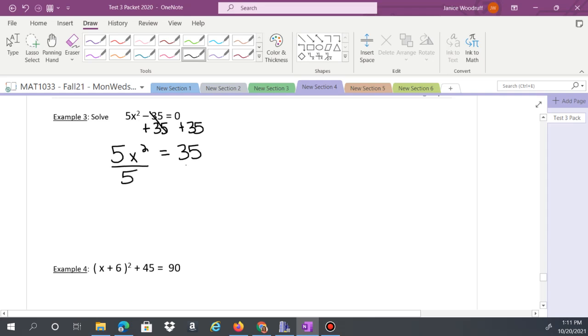Then we'll divide by 5. So we're still isolating the square term. We're basically just solving for x, except now when we get to the answer, we take the square root. So we just have one more step here. I would take plus or minus the square root of 7, and that'll give us x. So x will equal positive square root of 7, negative square root of 7.